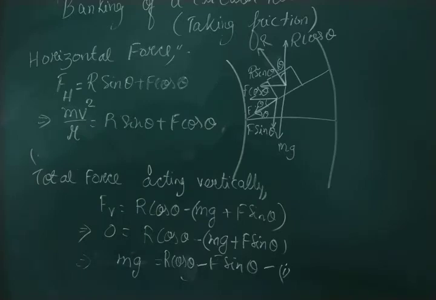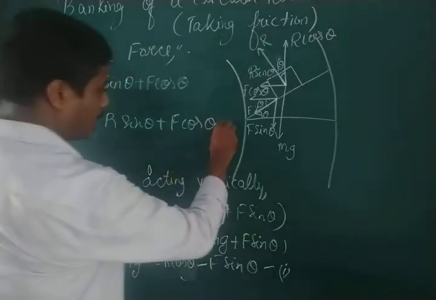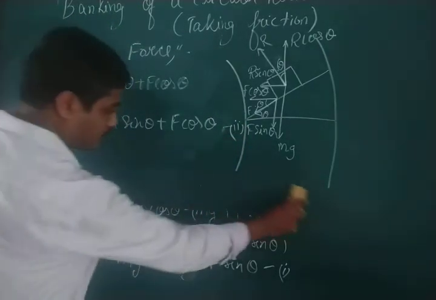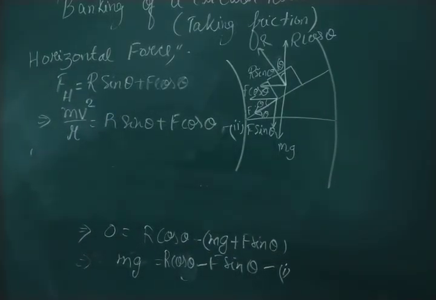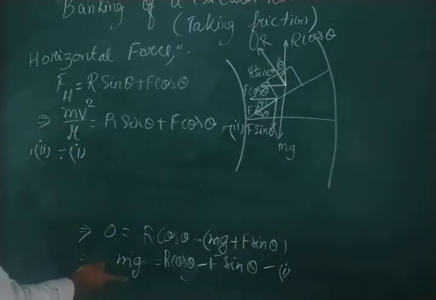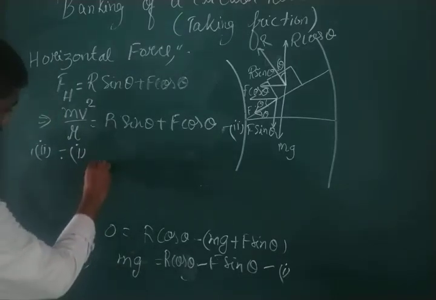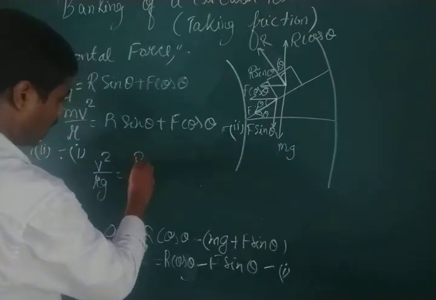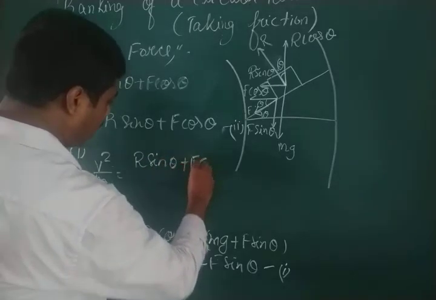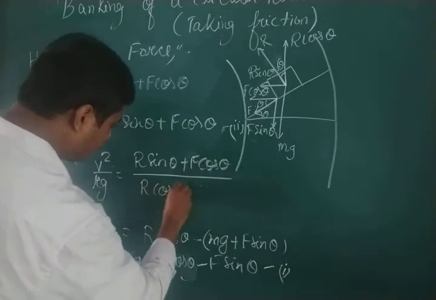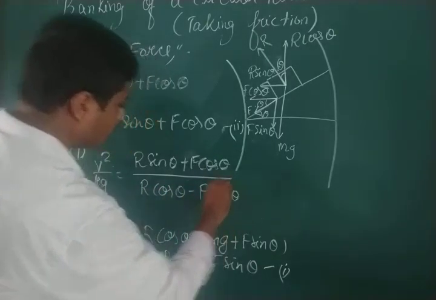Okay, now after this, I can mark this as equation number 2. We have to divide equation 2 by equation 1. If I divide 2 by 1, your m and m will get cancelled. You will get v square by rg equals, above it will be r sin theta plus f cos theta, divided by r cos theta minus f sin theta.